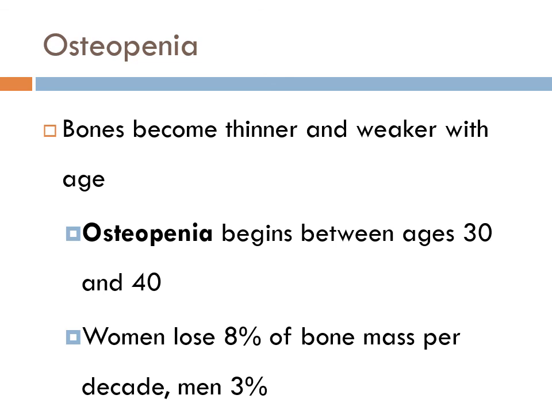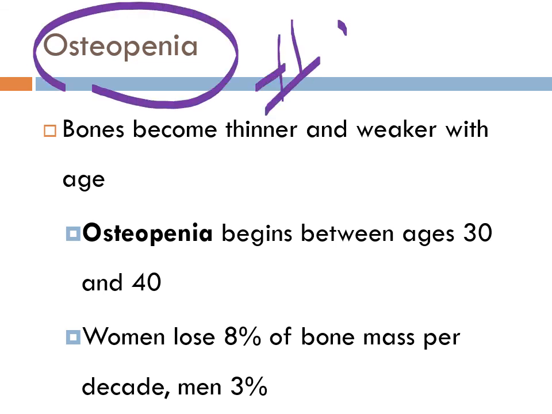Osteopenia is the term for thinner, weaker bones. So when you begin to lose bone density, it's termed osteopenia. So osteopenia happens first. Number one is osteopenia. That early loss of bone density begins between ages 30 and 40. Women lose about 8% of their bone mass per decade, so every 10 years lose 8% of their bone mass. Men lose about 3% of their bone mass, and so this osteopenia is the precursor to osteoporosis.